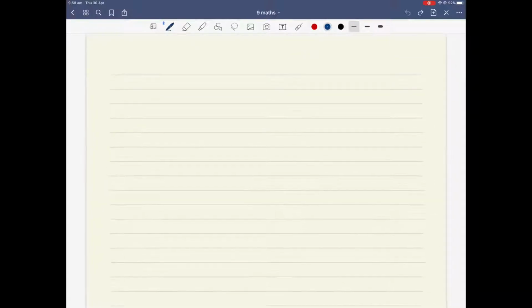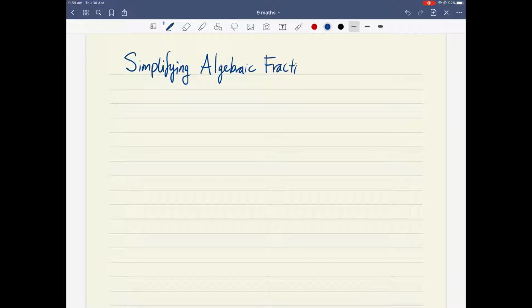Today we're going to look at simplifying algebraic fractions part 1, multiplying and dividing. So let's write down our title. Simplifying algebraic fractions part 1, multiplying and dividing.